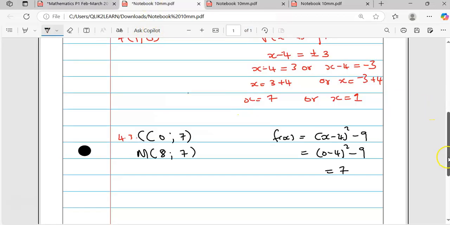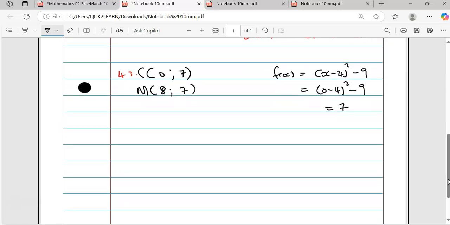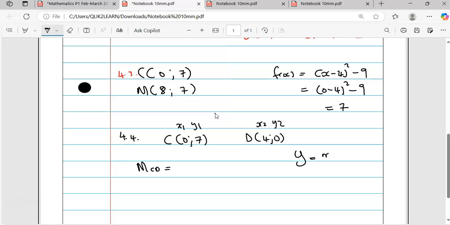If we can quickly do that, I'm just going to write this down and say this is 4.4. I know that I have C as 0 and 7. Therefore, I have D as 4 and 0. So this is my x1, y1, and this is my x2, y2. Therefore, the gradient of CD is equal to what? Why are we looking for the gradient? Because we are using the equation y is equal to mx plus c. We need to calculate the gradient of that line, which is CD.